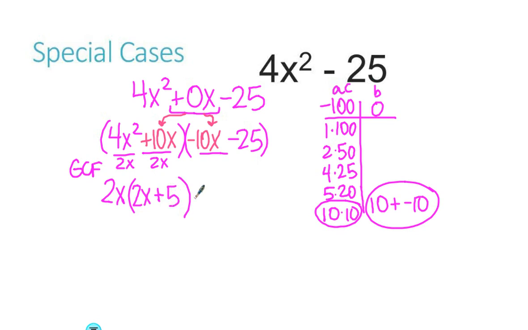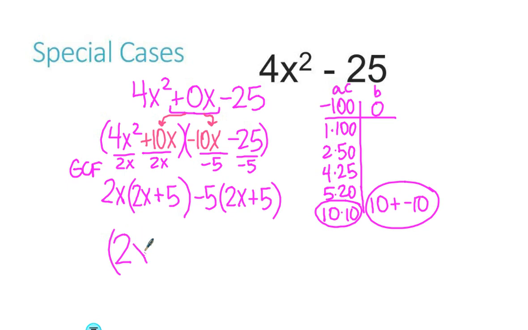My GCF in the second group is going to be a negative 5. Hopefully you recognize that was 5, but since my leading term is negative, it has to be a negative 5. Negative 10x divided by negative 5 is positive 2x. Negative 25 divided by negative 5 is positive 5. Checkpoint: do you have matching parentheses? Are they hashtag twinning? In this case they are.